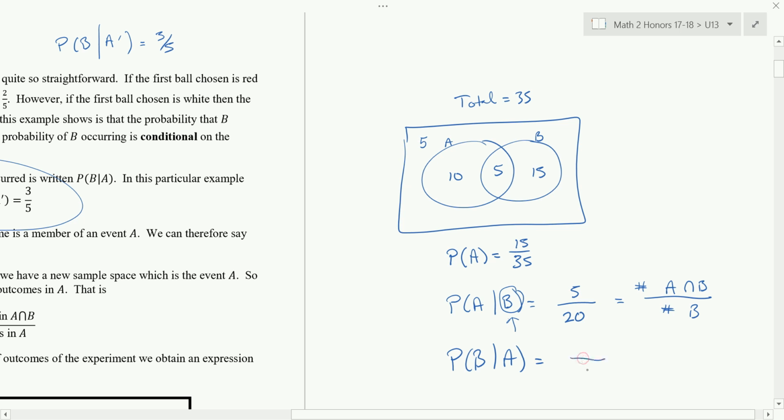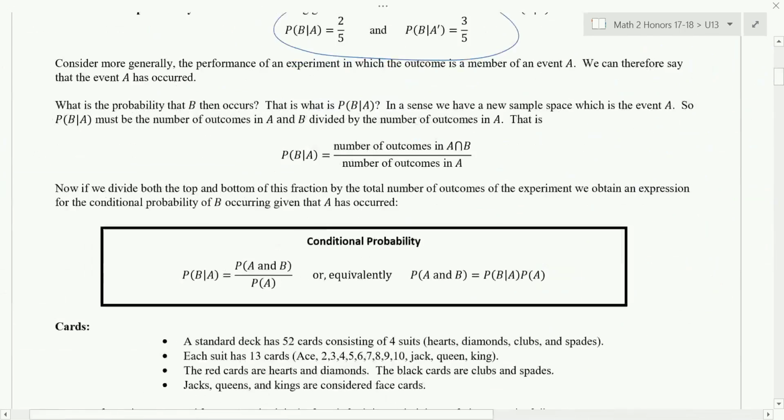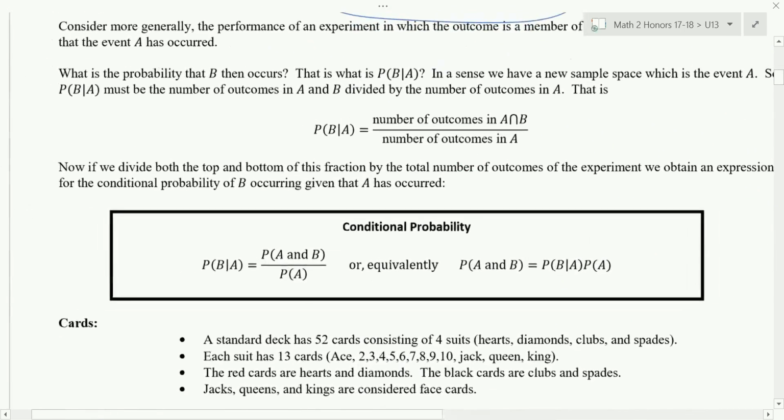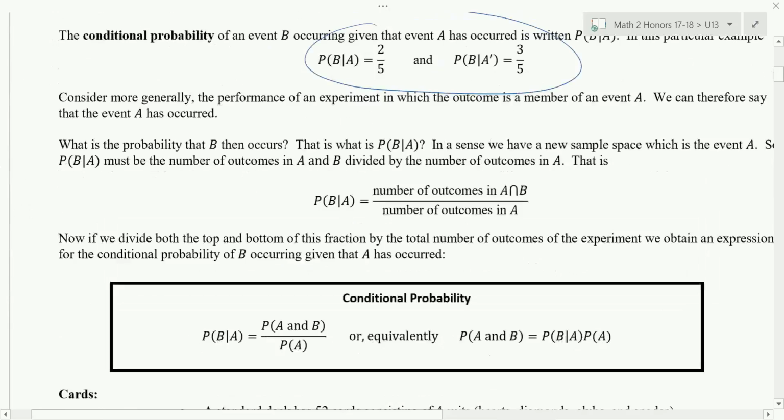What's my denominator now? Now it's out of A. There's 15 items in A. And how many of those items are also in B? 5. Okay? And so you see this conditional probability. Well, first we look at this. Okay? So the probability of B given A in general is the number of outcomes in the intersection divided by the number of outcomes in A. And that's what you guys were doing.